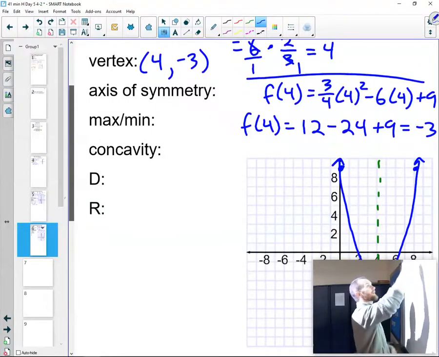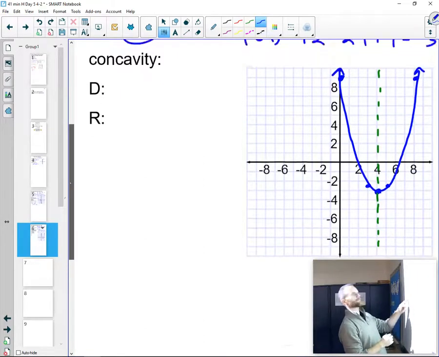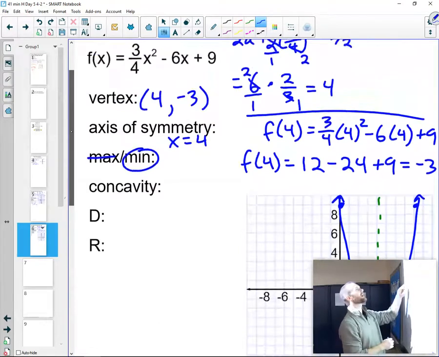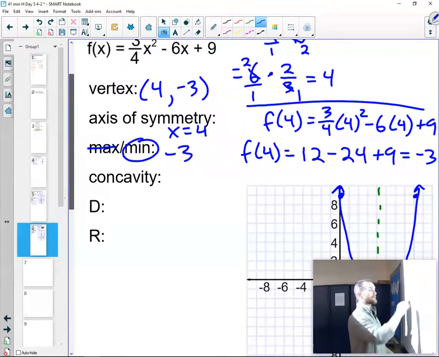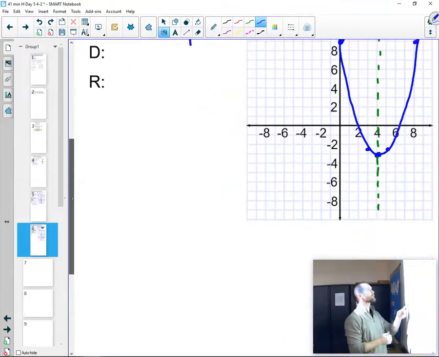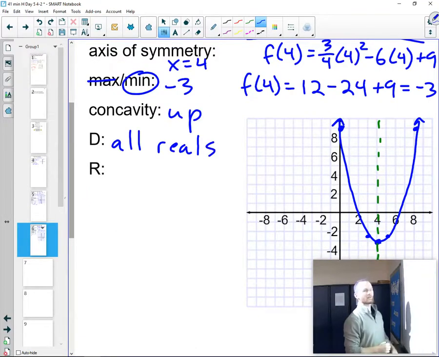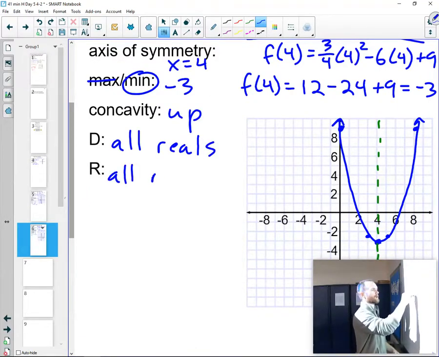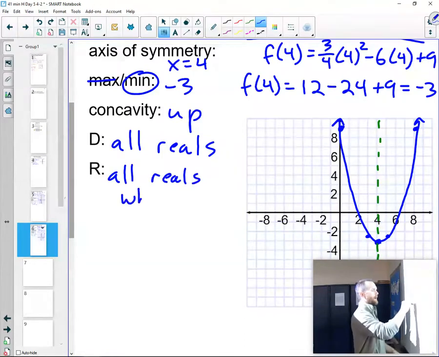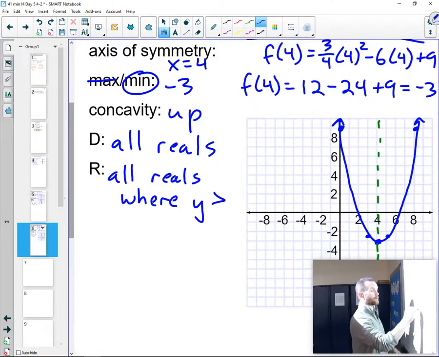The axis of symmetry, let's put it right here, x equals 4. The max or min is going to be a minimum value, and the minimum value is negative 3. Concavity, it's concave up, because it's open up, and we have a positive a value, so that all makes sense. The domain is always all reals. And the range will be all reals where y is, let's see, it's a minimum value, so that means it's going to be greater than or equal to the y value of negative 3.